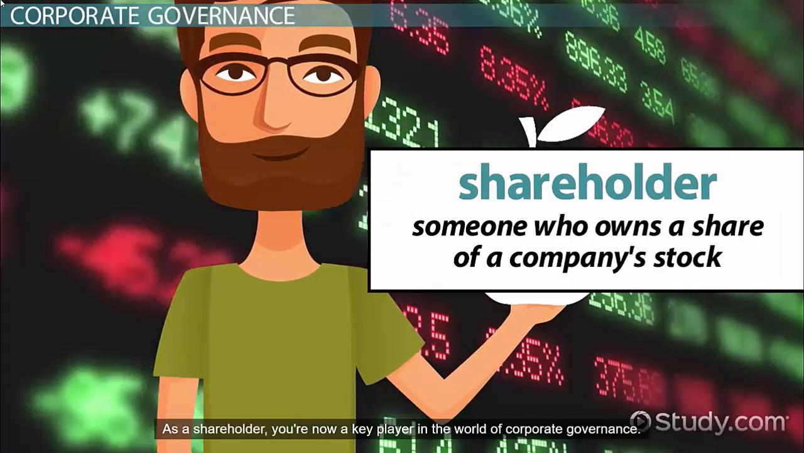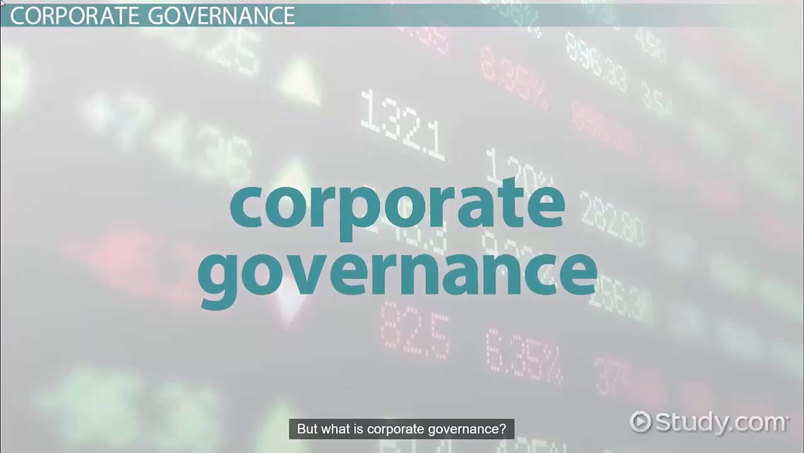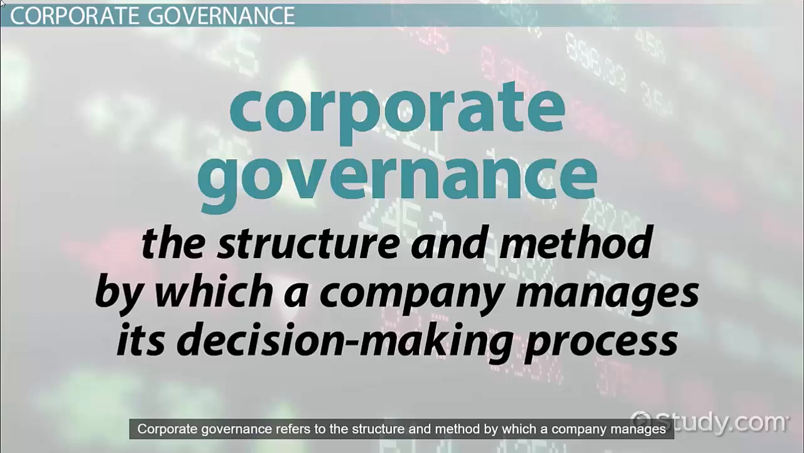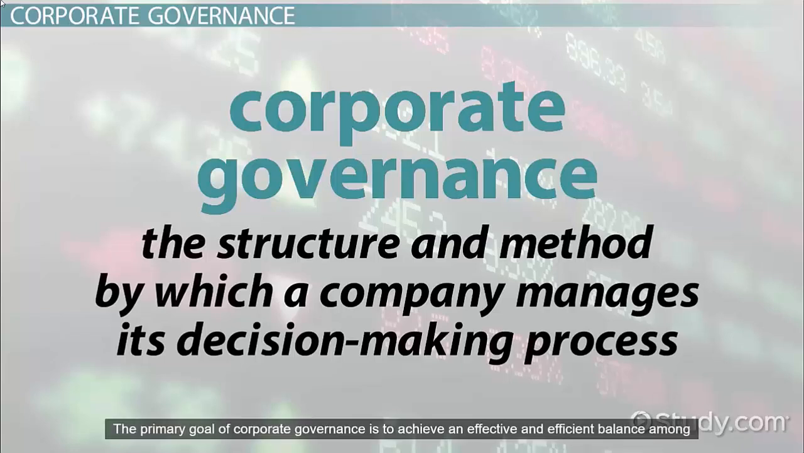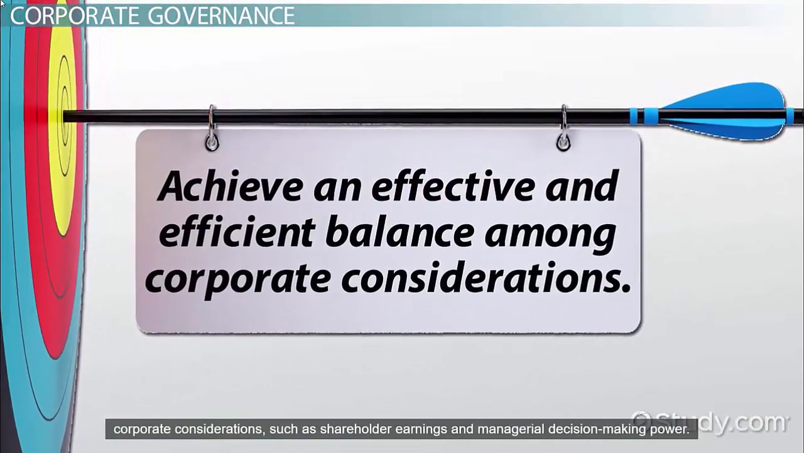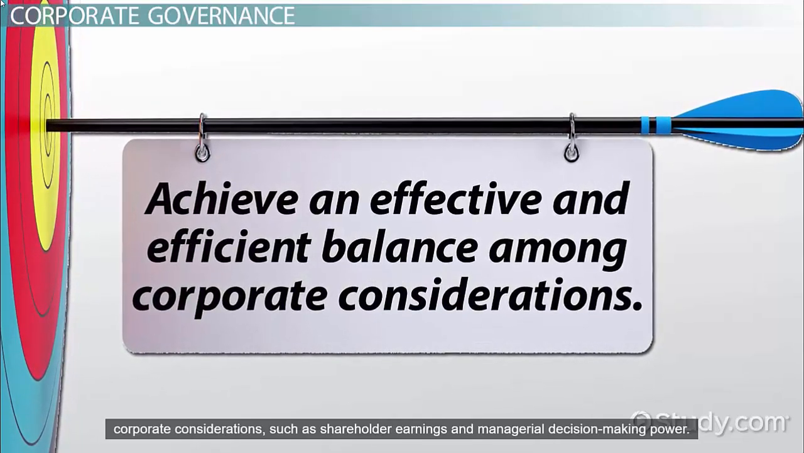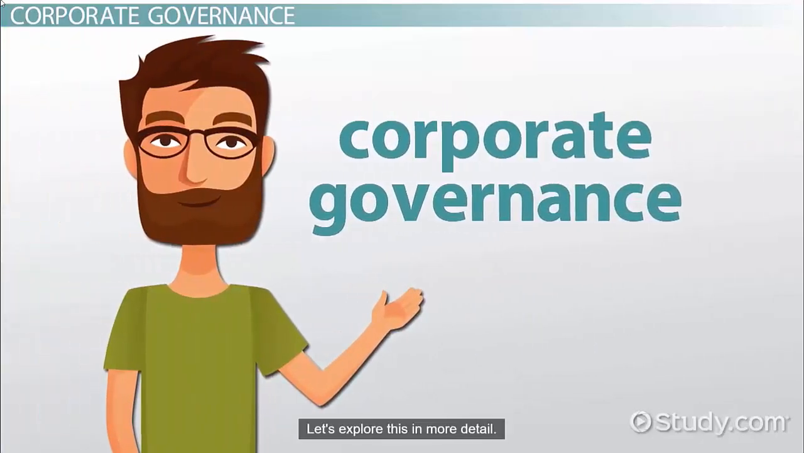As a shareholder, you're now a key player in the world of corporate governance. But what is corporate governance? Corporate governance refers to the structure and method by which a company manages its decision-making process. The primary goal of corporate governance is to achieve an effective and efficient balance among corporate considerations, such as shareholder earnings and managerial decision-making power. A secondary goal of corporate governance is to provide a method for making decisions when there's conflict. Let's explore this in more detail.